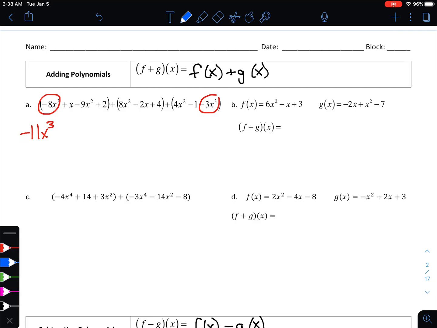Then you look for your next highest exponent. So obviously, after x to the power of 3, the next highest would be x to the power of 2. And it looks like we've actually got 3 of those that we need to combine together. If we take negative 9 plus 8, that's negative 1, plus 4 is positive 3. So that's going to be a positive 3x to the power of 2.